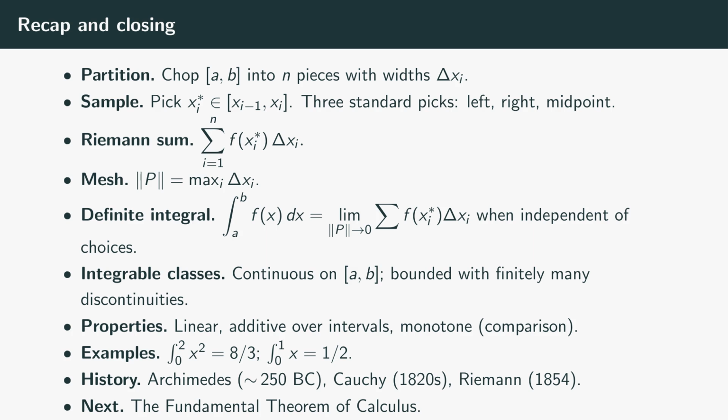The miracle, the next episode, is that they are intimately connected. The number you get from the Riemann sum limit is exactly capital F of b minus capital F of a, where capital F is any antiderivative of f. Areas under curves and antiderivatives of functions are the same problem viewed from 2 angles. That is the fundamental theorem of calculus, and it is what we prove next. Episode 3, the fundamental theorem of calculus. See you there.